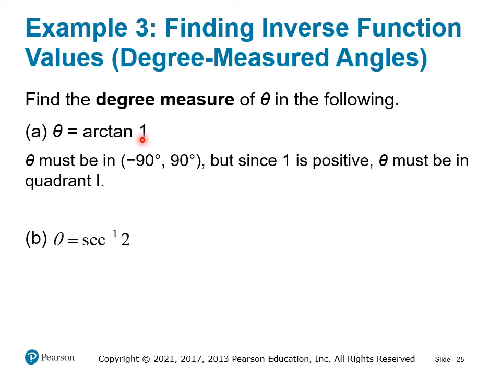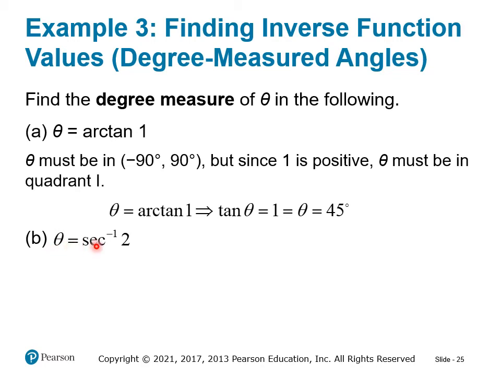cosine value. This only happens at an angle of 45 degrees, or a reference angle of 45 degrees. Since we're doing degree measures here, then the tangent of theta equals 1 gives us that theta equals 45, because the tangent of 45 is indeed 1. Okay.